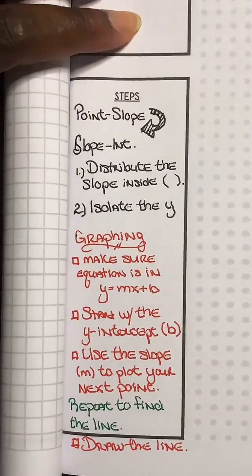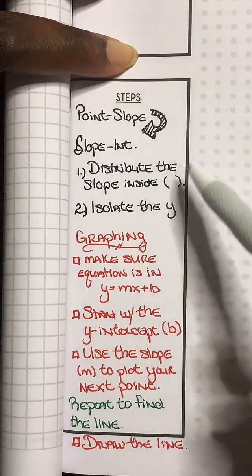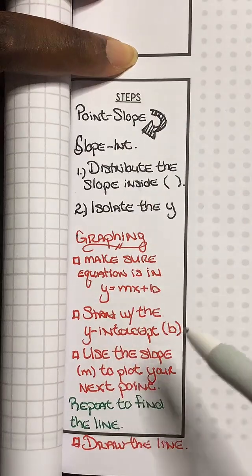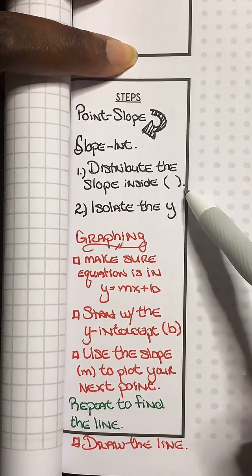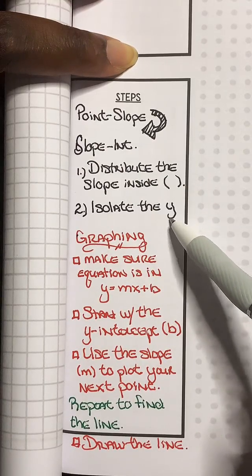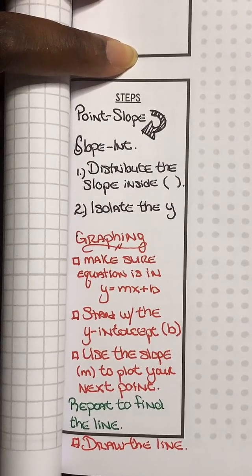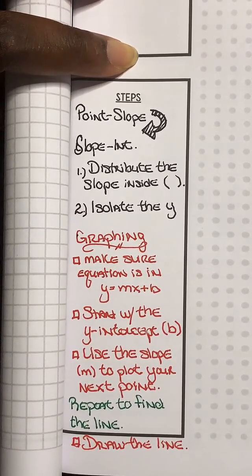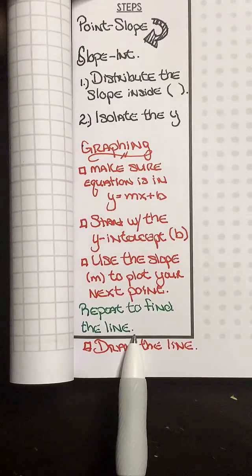I'll try to give you a couple of steps. Again, if you want to screenshot that, let's go. When we're going from point slope to slope intercept form, one of the things we need to do is distribute our slope inside the parenthesis. Once we do the distributive property, then our goal is to isolate that y. So we're either going to be adding a number or subtracting a number on both sides so we can get y by itself. After we do that, now we're going to go into the graphing piece.